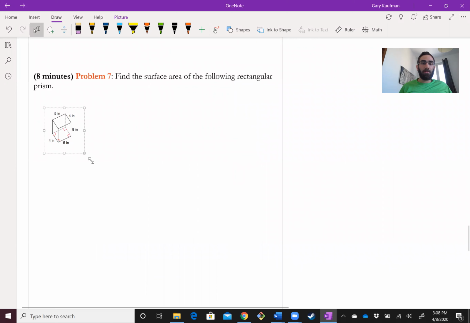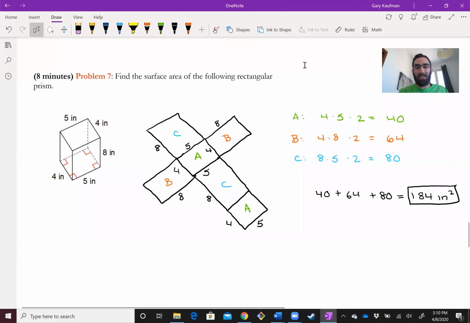Here's problem 7. Find the surface area of the following rectangular prism. So I drew a net to help me. You don't have to draw a net. I labeled as I see, there are 2 sides that always match up. And so as you can see over here, I kept on multiplying by 2 because it was the area of 1, but there were 2 of them. So I multiplied by 2. I then found the area of each of those and added it up to get 184 inches squared is the surface area of this rectangular prism.